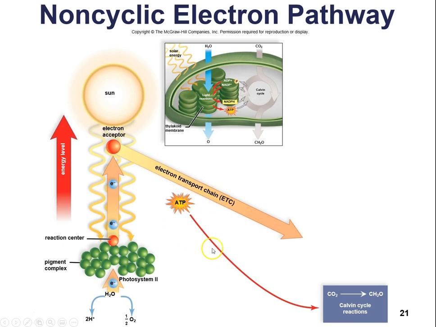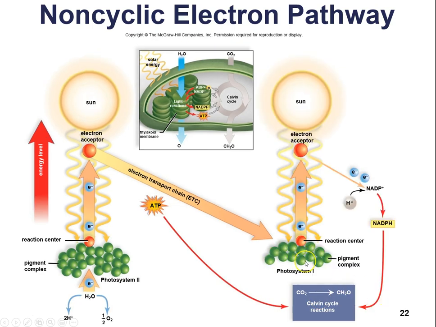All right, where's that ATP going? To the Calvin cycle reactions, right? To drive those reactions. Now we also have to talk about photosystem 1 over here, right? And the production of NADPH.